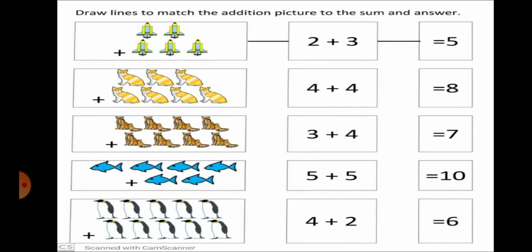Okay, as you have seen, this is the picture in which we have to draw the lines to match the addition picture. This is the picture of addition, the sum and the answer. As you have seen in the very first picture, there are two aeroplanes, plus 1, 2 and 3. This is the sum 2 plus 3, which we have to match with the answer, which is 5.